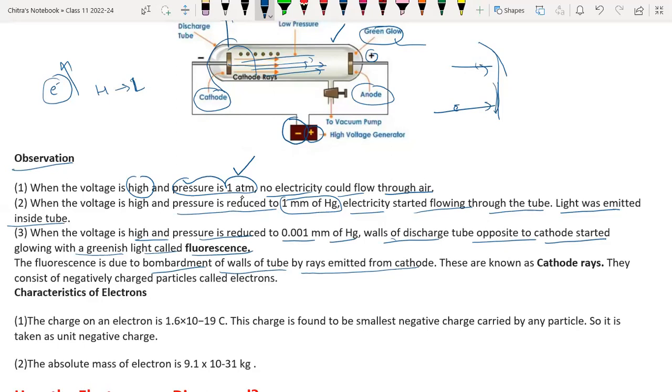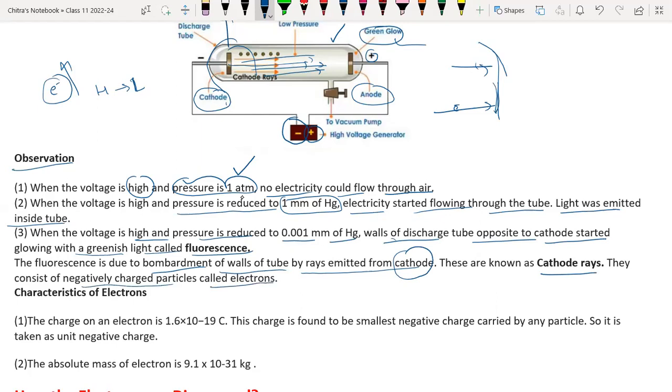That light, which starts from the cathode and travels toward the anode, is hence called the cathode ray, and the experiment is also called the cathode ray discharge tube. They are known as cathode rays because they start from the cathode, the negative electrode, inside the evacuated tube. They consist of negatively charged particles called electrons.